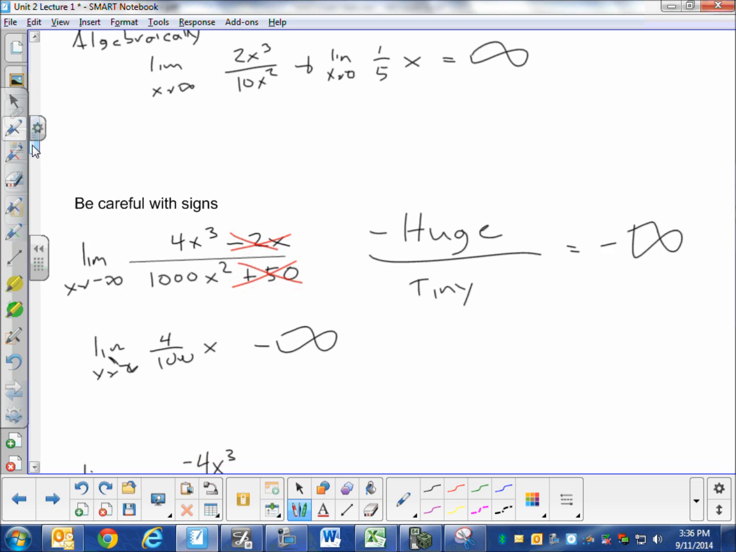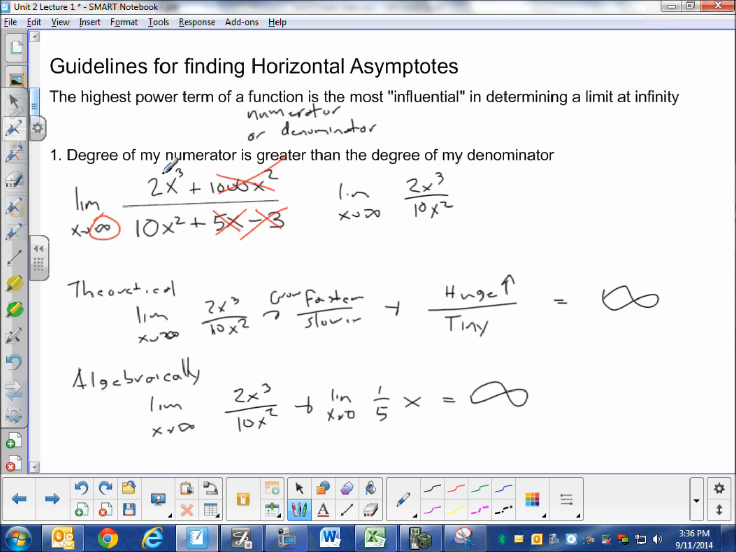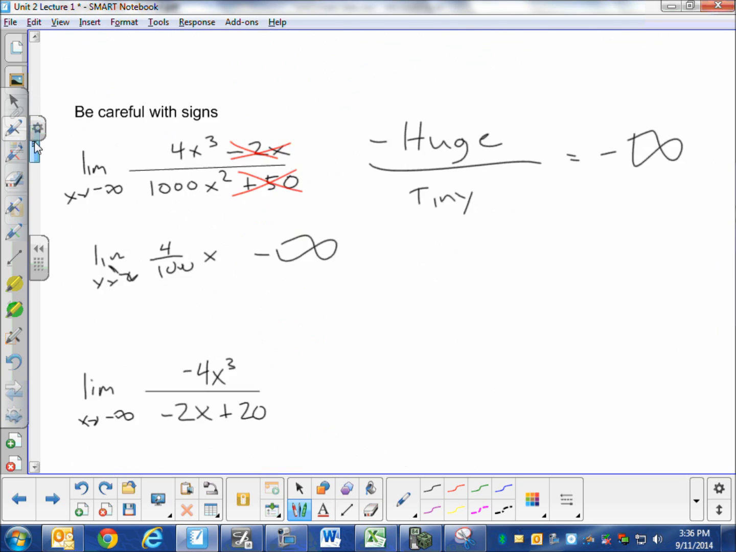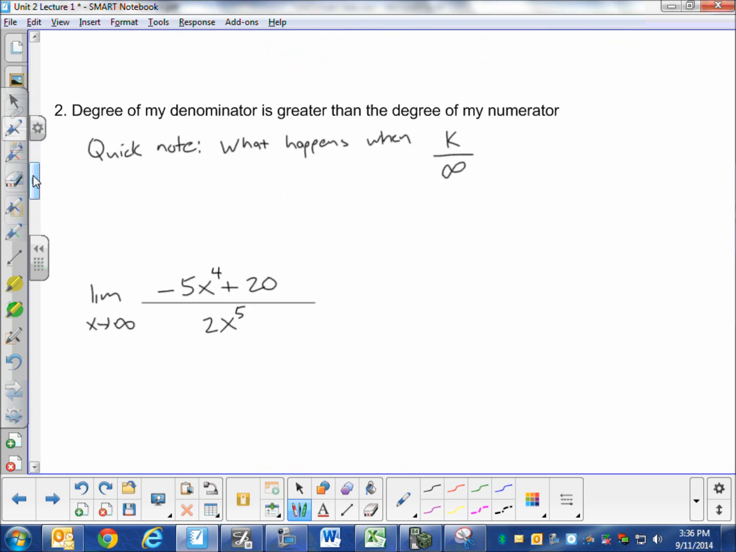Guideline number 2. We're talking about the degree of the numerator being greater than the degree in the denominator. We got positive or negative infinity. Second, the degree of the denominator is greater than the degree in your numerator.